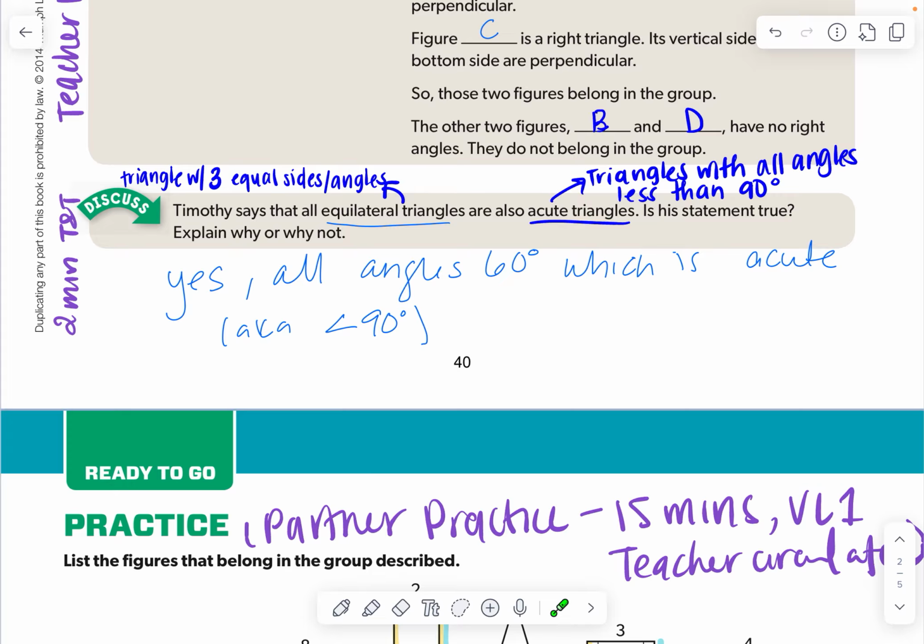Interesting. So that means that if in an acute triangle all the angles are less than 90 degrees, and I just said that equilateral triangles only have angles that are 60 degrees, 60 is less than 90. So I agree with Timothy. Is his statement true? Yes. All angles are 60 degrees, which are acute angles.